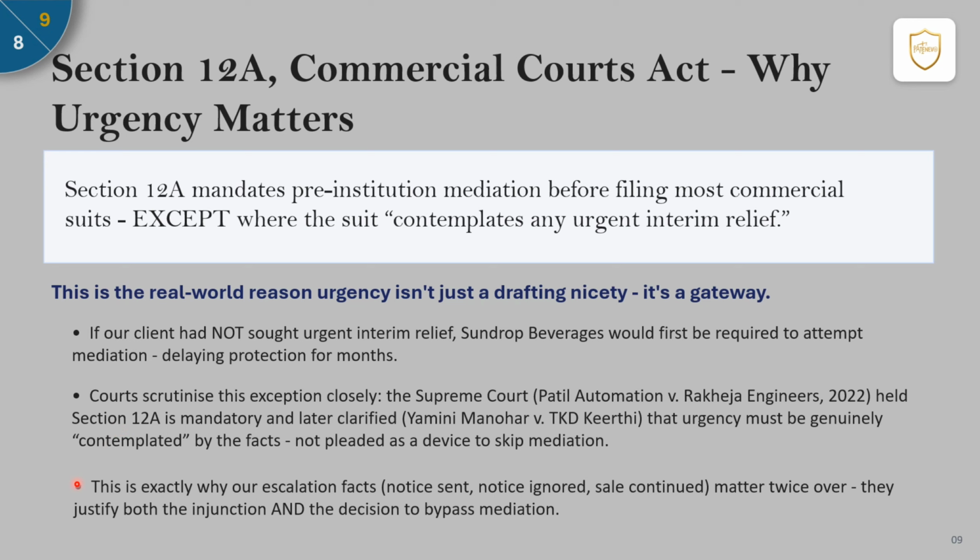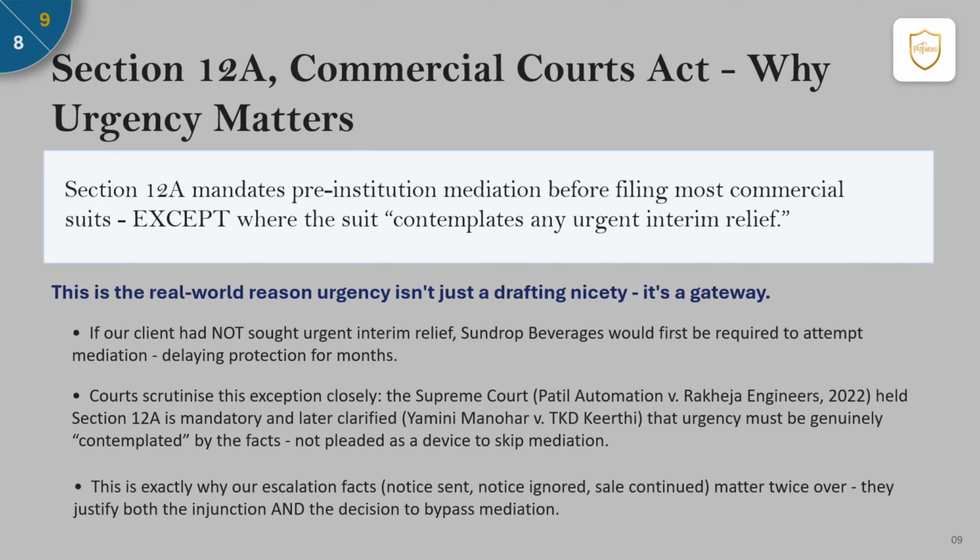Okay, but the court doesn't let plaintiffs claim urgency casually. The Supreme Court clarified in Yamini Manohar versus TKD Keerthi that urgency must be genuinely contemplated by the facts, not pleaded as a device to skip the mediation. This is exactly why we build the acceleration facts into our IA.